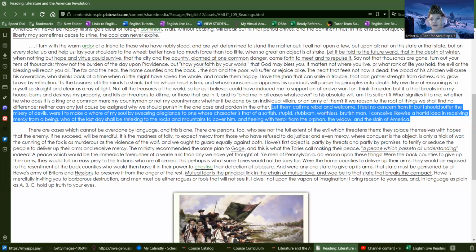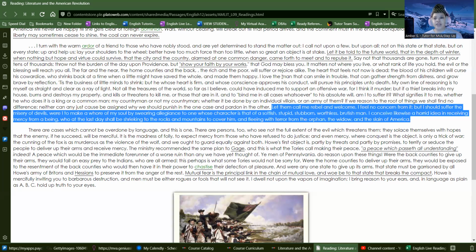We start off, okay, let them call me rebel and welcome. I feel no concern from it. So he's saying, I'm standing up for this because it's the right thing to do to stop people in power from doing terrible things. So if that makes me a rebel to criticize the king who's doing something that's clearly wrong, then they can call me a rebel.